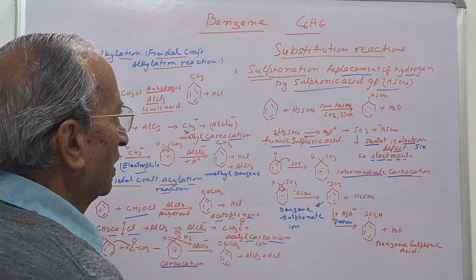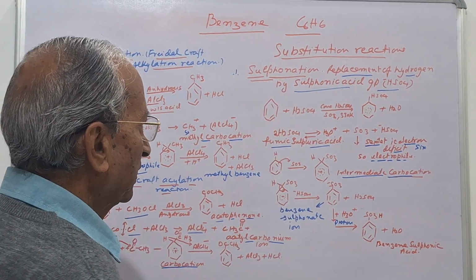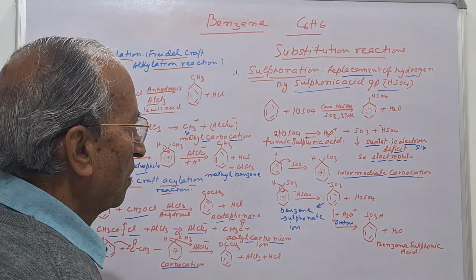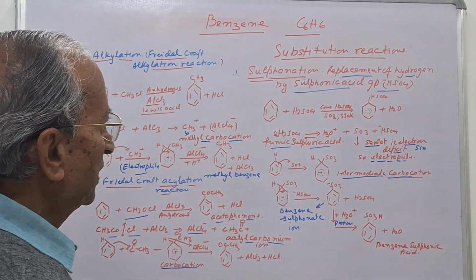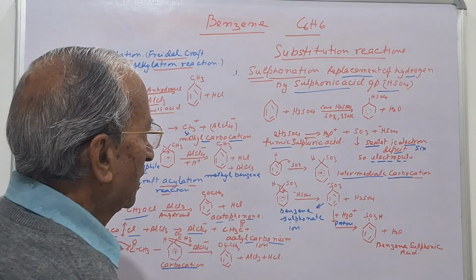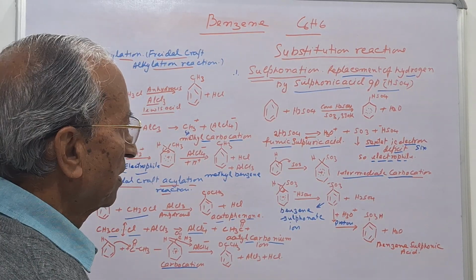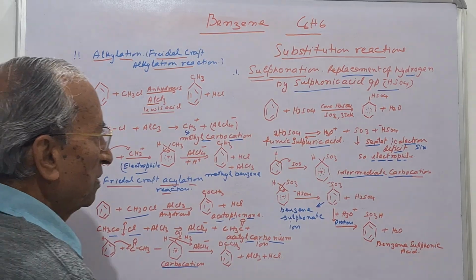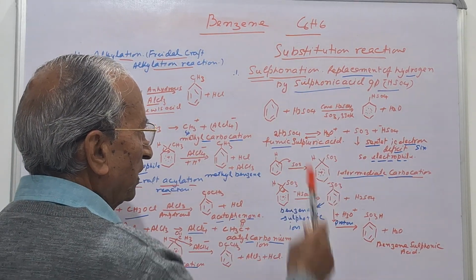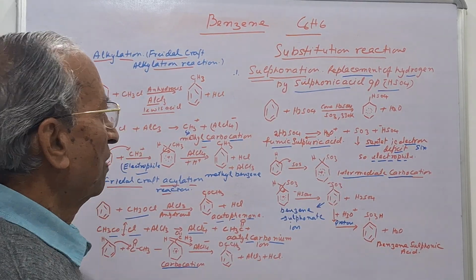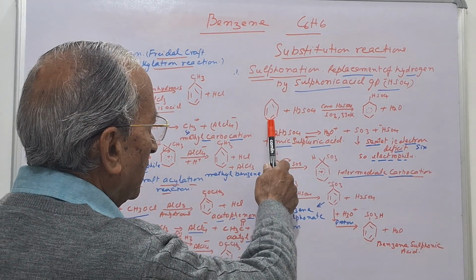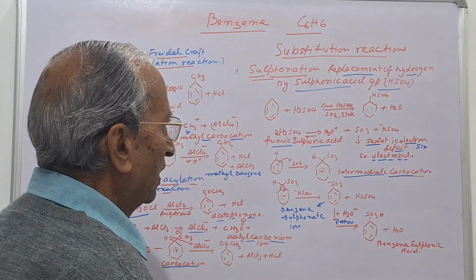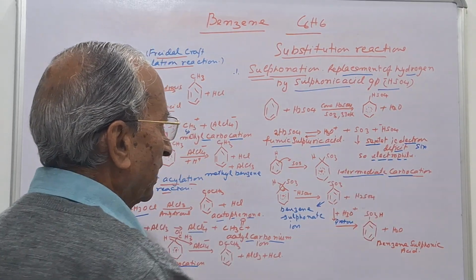Sulfonation means one of the hydrogens of the benzene is replaced by a sulfonic acid group. Now this reaction takes place with fuming acid or oleum. This fuming acid means sulfur trioxide dissolved in concentrated sulfuric acid. So benzene reacts with sulfuric acid at about 330 K and forms benzene sulfonic acid.